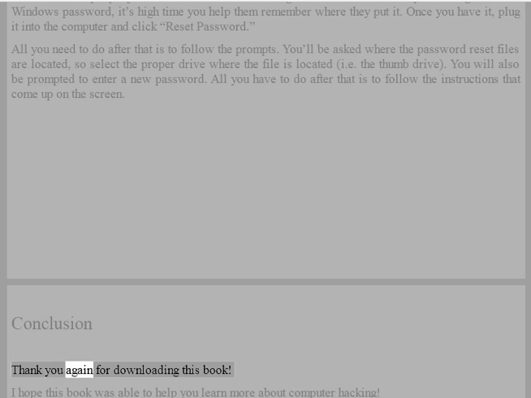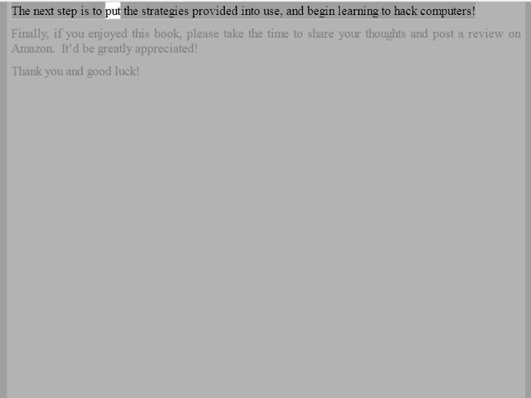Conclusion: Thank you again for downloading this book. I hope this book was able to help you learn more about computer hacking. The next step is to put the strategies provided into use and begin learning to hack computers.